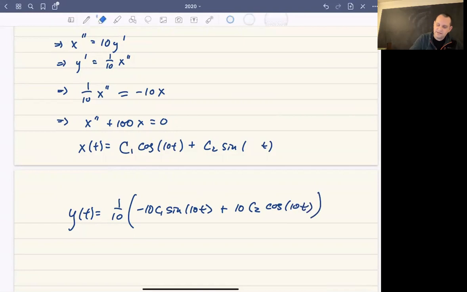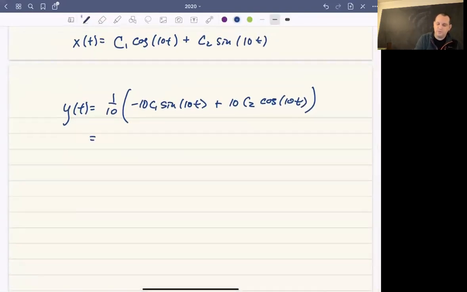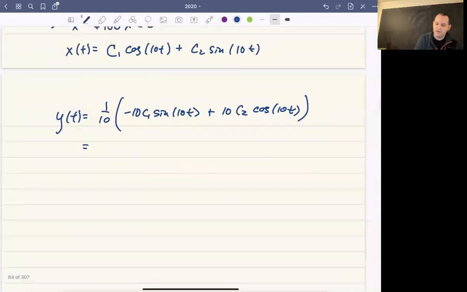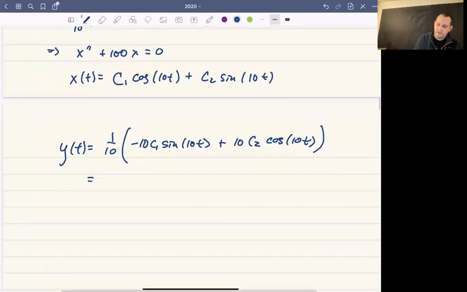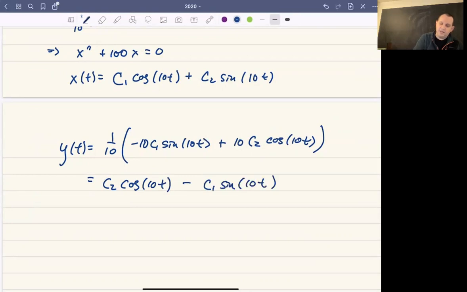Okay, this here is a 10t, just poorly written. And then we distribute the 1/10 and collect all the like terms. This is going to end up giving us c2 cosine of 10t minus c1 sine of 10t. And then again, here's our solution for x and y. The last thing that we need is to figure out the values of c1 and c2. We need two initial conditions because you have two constants, and we can figure these out by plugging in the different values.